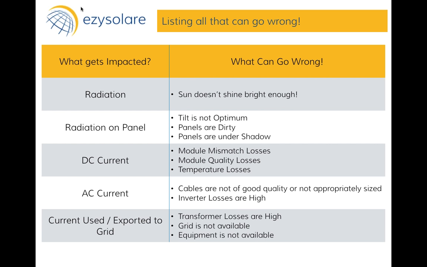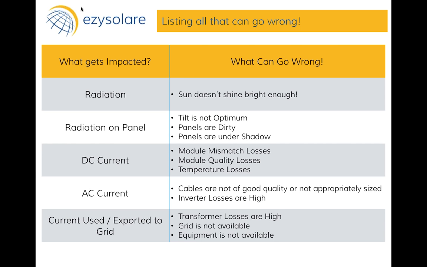Next thing is the AC current. On the AC current, something that can go wrong is that the cables that you use for the current to travel from the modules up to the inverter are either not appropriately sized or not of very good quality. For example, your cables might be in the open, but you do not have ultraviolet sheathing, which would mean that after exposure to sunlight, after say 2 years, 3 years, you'll see that the skin of the cable starts to deteriorate and the performance also starts to deteriorate along with that.